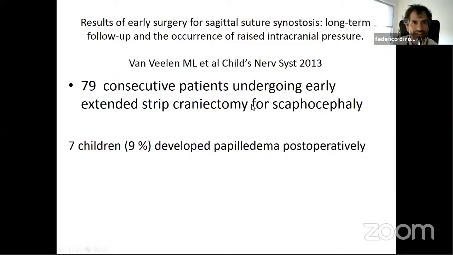Another series, 79 patients undergoing an extended strip craniectomy. So again, what exactly is the extended strip craniectomy compared to a wall remodeling? Young children, and during follow-up, almost 10% developing papilledema postoperatively. So what is the difference with the natural history of the scaphocephaly? We know that non-operated scaphocephaly has a risk of around 10-15% of the cases to develop raised ICP. So is this different from the natural history? Is this technique changing the prognosis and the natural history of these children? This is something that needs to be considered.